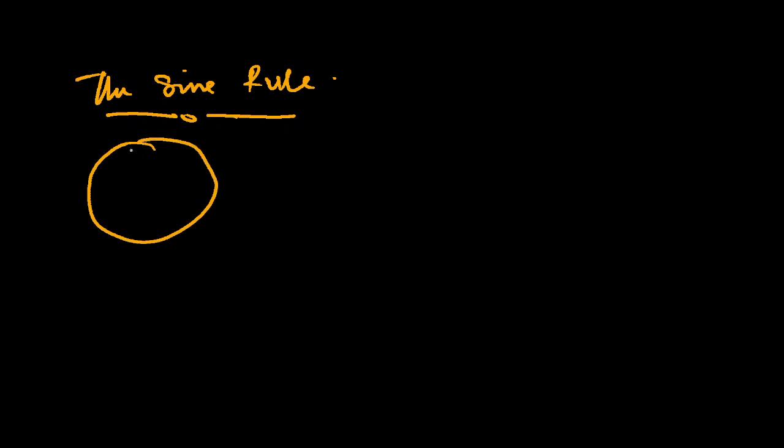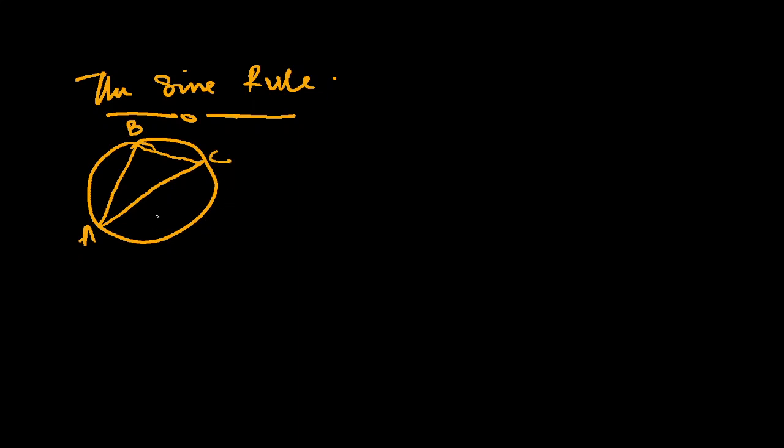Let's say I have a circle. Inside this circle, I have a triangular shape like this. If this is an acute-angled triangle inside a circle, let me call this point A, call this one B, and call this point here C.